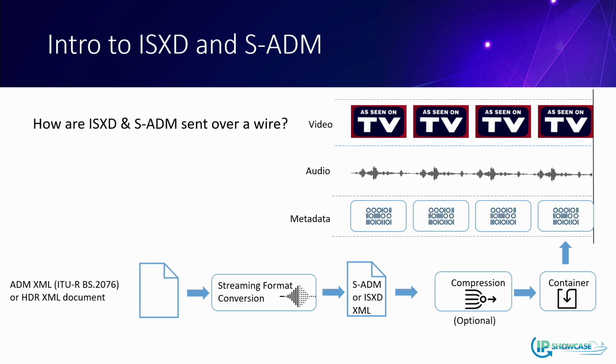Okay, now just quickly, I'm going to talk about ISXD and serialized ADM, because these are the two new components to enable HDR with dynamic metadata plus next generation audio. Essentially, these are XML documents which are sent repeatedly over time, in real time, into whatever container it is, maybe with some optional compression. The compression really only applies to the serialized ADM. There actually is no mechanism at the moment for compressing ISXD on the video side.